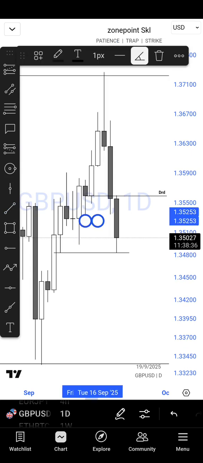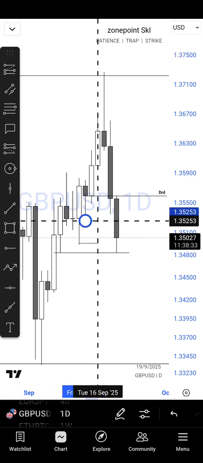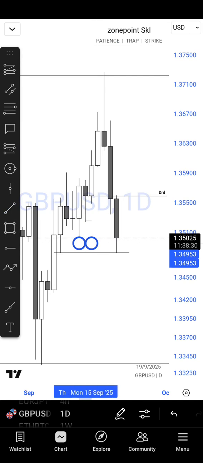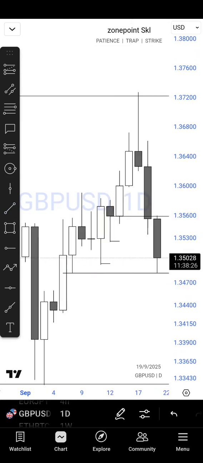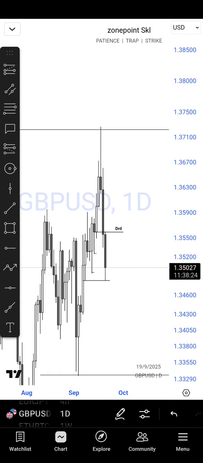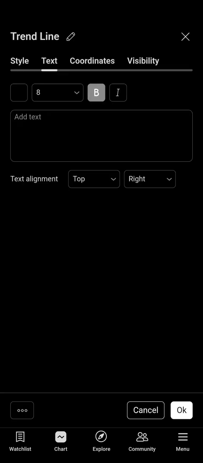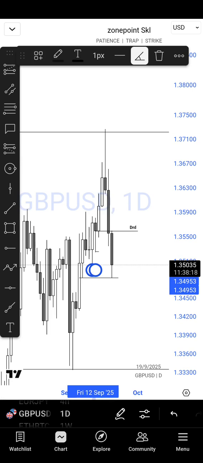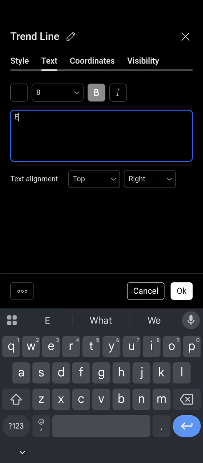let's leave it. I don't want too many lines on my chart when I get to the lower time frame. So I'm trying to reduce it. Sorry guys. So price did what? Created a form of equal low. Sorry guys, I need to write it out. Create a form of equal low.